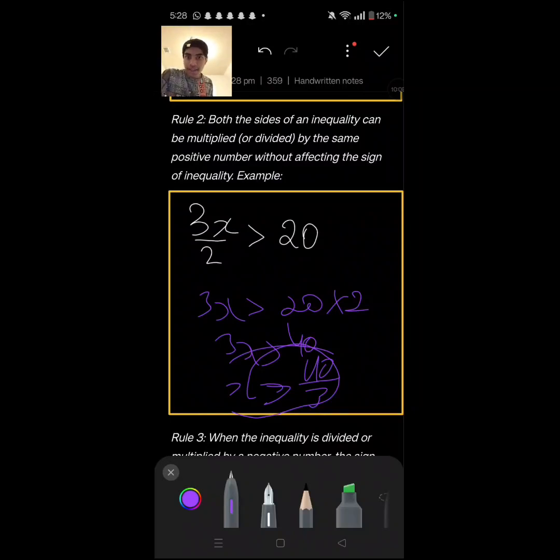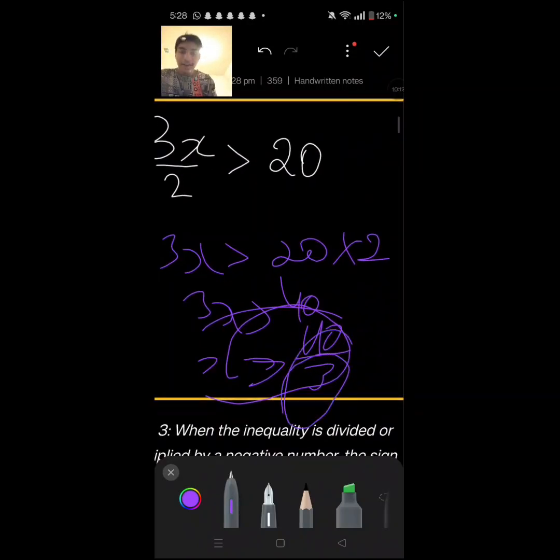If this thing is 3x over here, you've gotten 3x, you've sent this 3 down here, right? This inequality is still not changed. Inequality will remain the same. When you're adding, subtracting numbers, the inequality sign will not change. Multiplying, dividing positive numbers, it will not change.